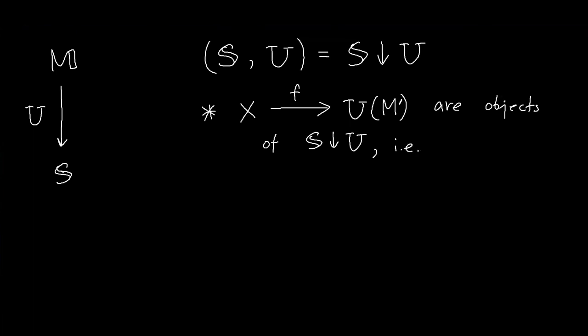In other words, I can think of them as diagrams, but I can also think of them as ordered pairs. The objects are ordered pairs. Are they pairs or triples? They are rather ordered triples.